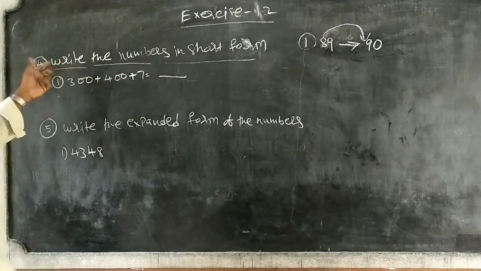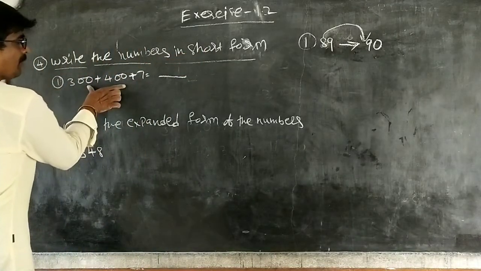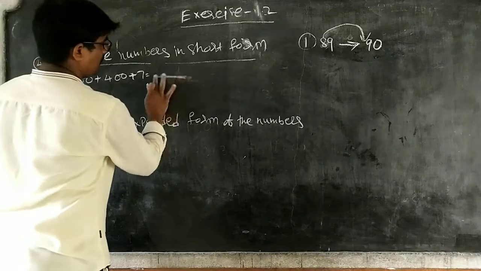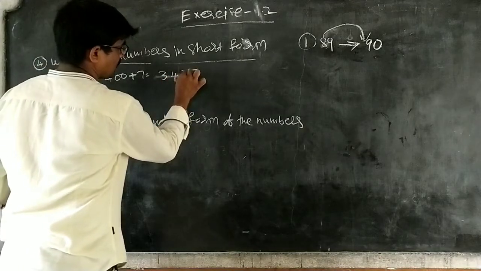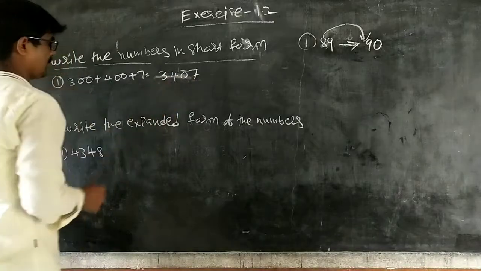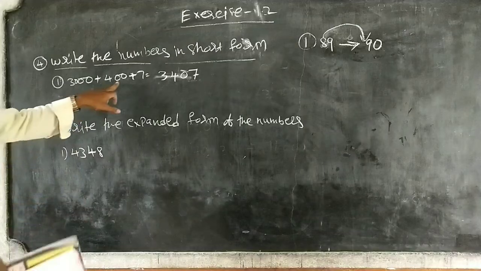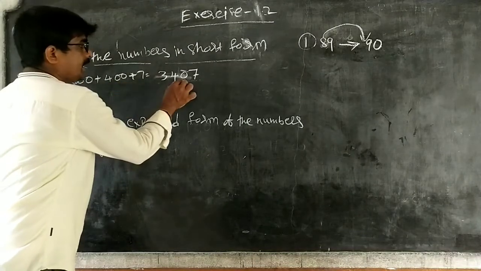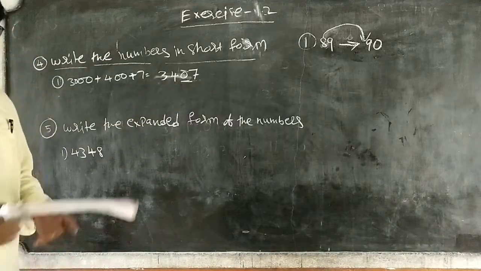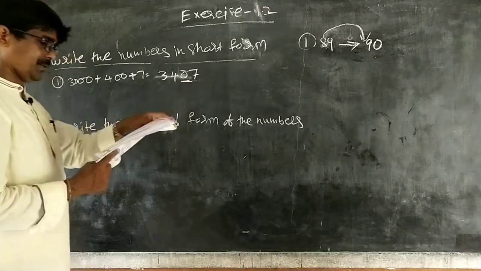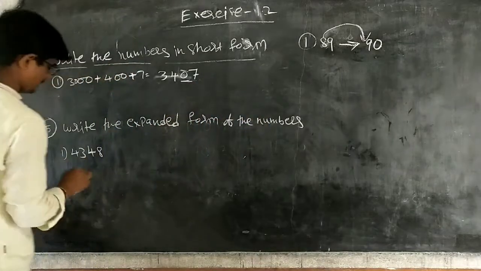Next we are going for the fourth problem. Write the numbers in short form. The expanded form is given, you have to write it in the short form. Simple. 3,407. Sorry, not 300, this is 3,000. 3,407. That means in the tens place no number is given. That's why I am writing 0. Next, write the expanded form of the numbers. Simple.